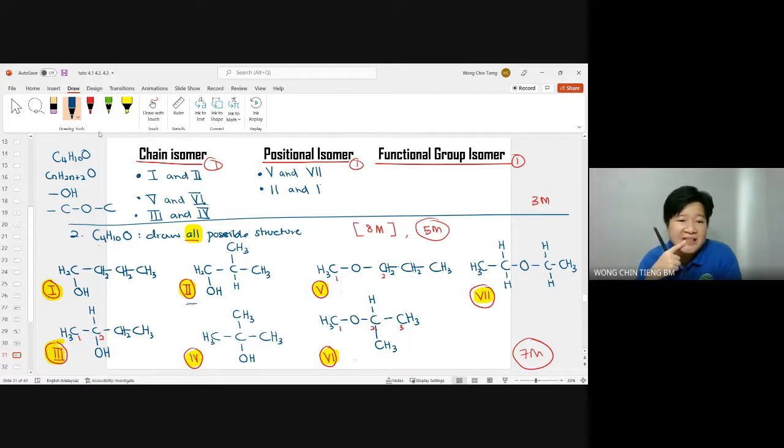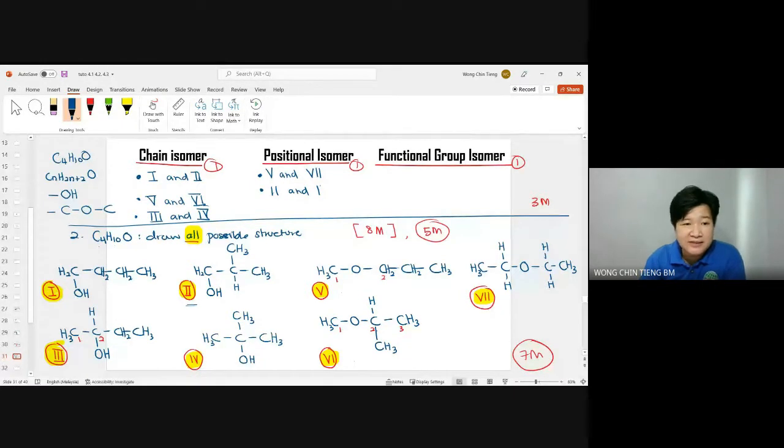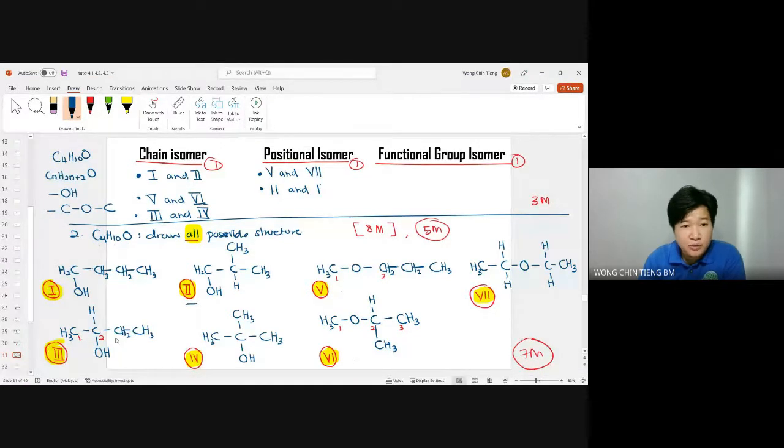2 dan 3. Boleh, tapi biasanya kita akan pilih yang rantai sama lah. Alright. Kalau 2, siapa pasangan positioner dia sebenarnya? Kalau 2, 4. Yes, better.